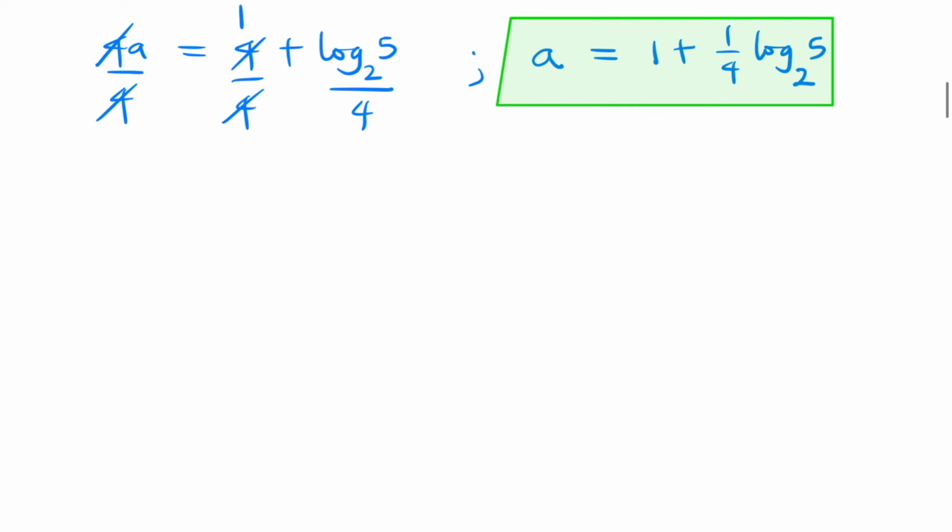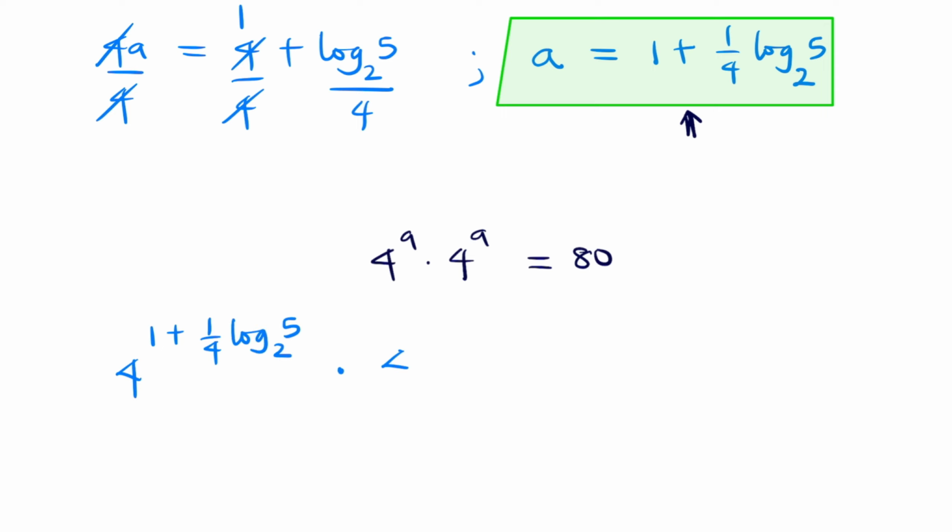In order to confirm that our solution is indeed correct, remember what the problem was. 4 raised to power a times 4 raised to power a is equal to 80, and our a is now this. It means we can now substitute a into 4 raised to power, so this will be 1 plus 1 over 4 log 5 base 2 times 4 raised to power 1 plus 1 over 4 log 5 base 2. This should give us 80.